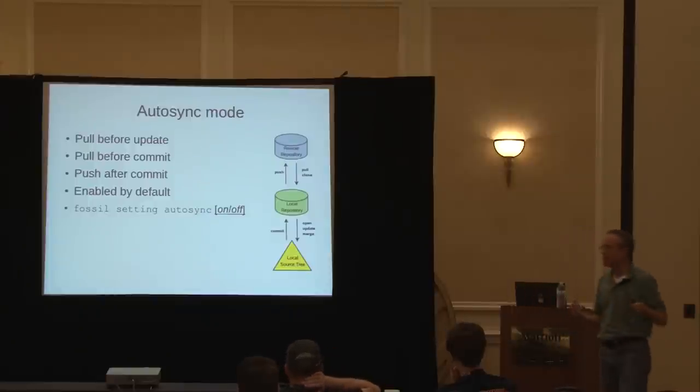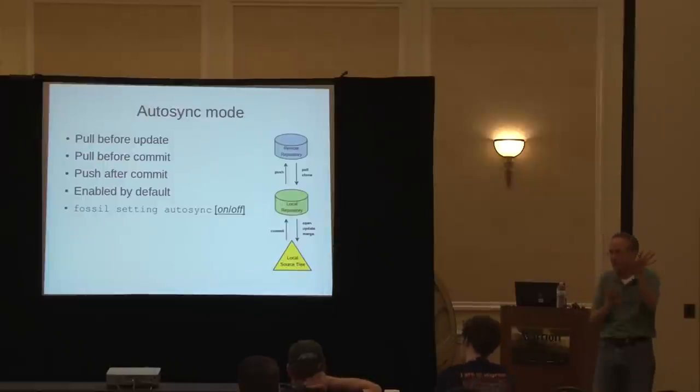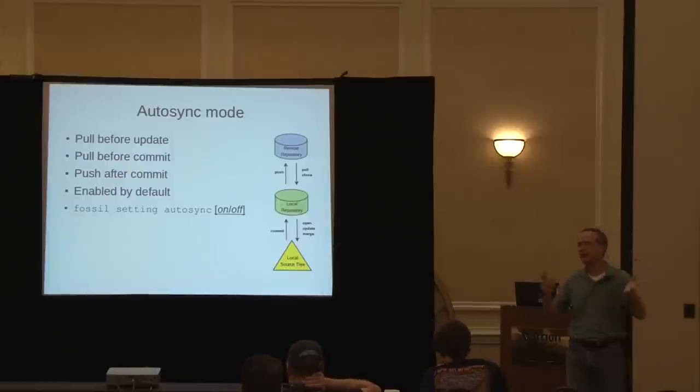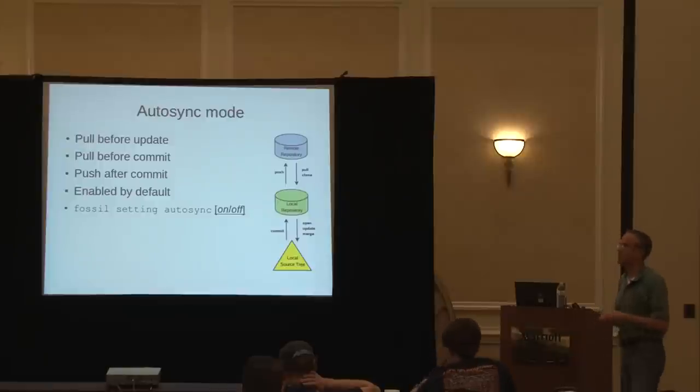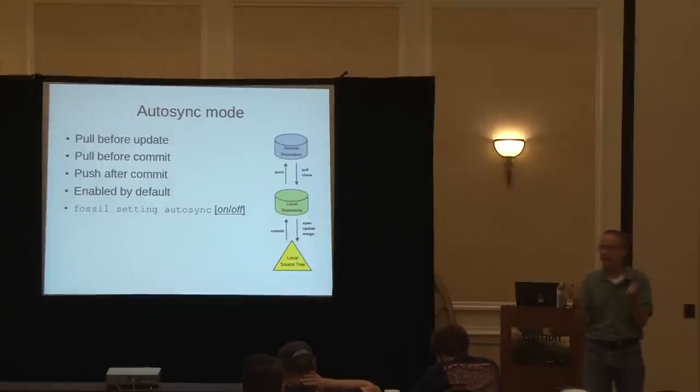Similarly, if I do a commit, before it does the commit, it does a pull to make sure that somebody else hasn't checked in ahead of me, and then after I commit, it pushes that back out to the server. It tends to keep the server in synchronization with what you have here. This prevents a lot of needless forking and branching that you get in the other systems. It works a little bit more like CVS or Subversion, where it keeps everybody in synchronization.